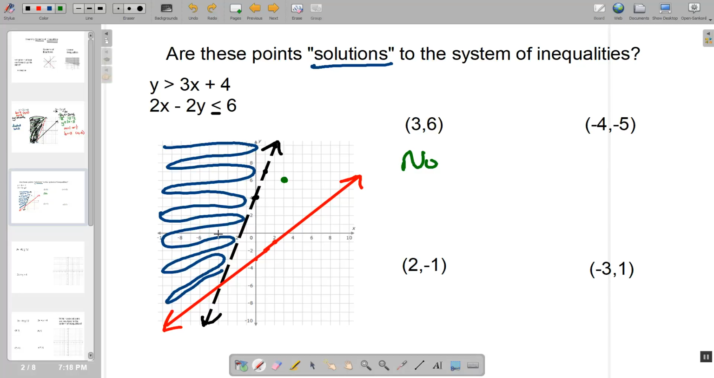The point (-4, -5) is right there, which is just barely in the solution set. So this would be a yes. The point (2, -1) is actually right there. That is not in the solution set. And finally, the point (-3, 1) is right up here, which this would be a yes. So when we're looking for solutions to a system of equations, we want to see where the lines intersect. Solutions to the system of inequalities is, are you in the shaded region of both inequalities?